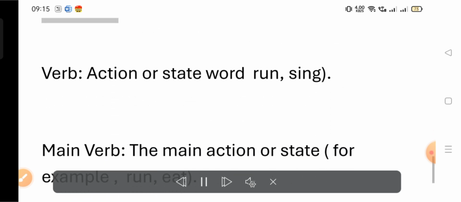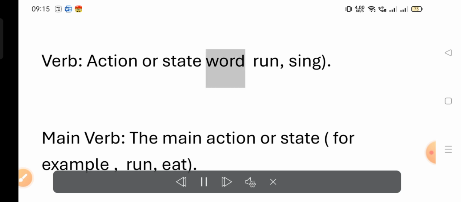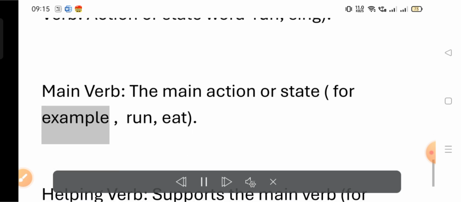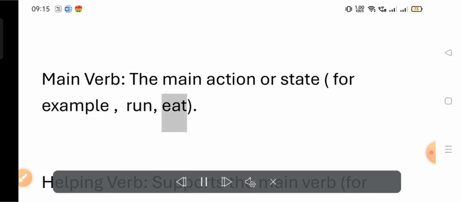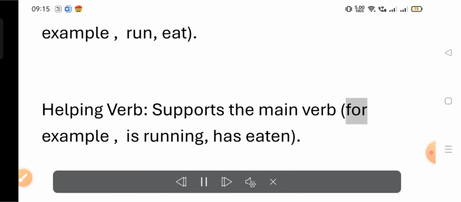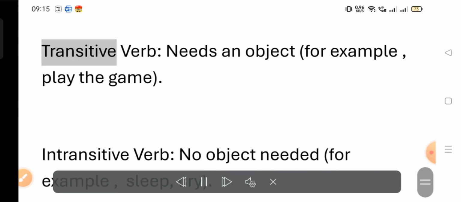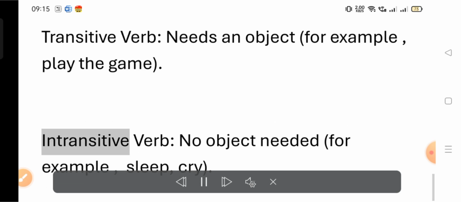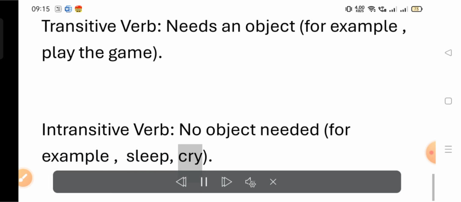Summary: Verb, action or state word: run, sing. Main verb, the main action or state, for example, run, eat. Helping verb, supports the main verb, for example, is running, has eaten. Transitive verb, needs an object, for example, play the game. Intransitive verb, no object needed, for example, sleep, cry.